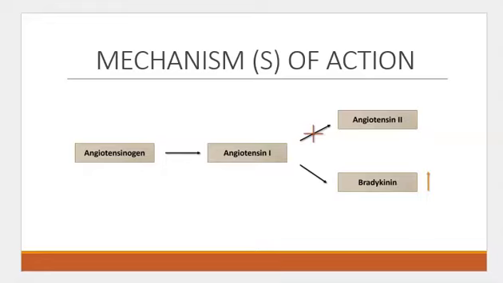ACE inhibitors prevent these actions from angiotensin 2 and increase the vasodilator and mild diuretic bradykinin. Essentially, the specific chemicals responsible for tightening blood vessels are decreased, allowing blood to flow more smoothly and the heart to pump blood more effectively, thereby decreasing blood pressure.